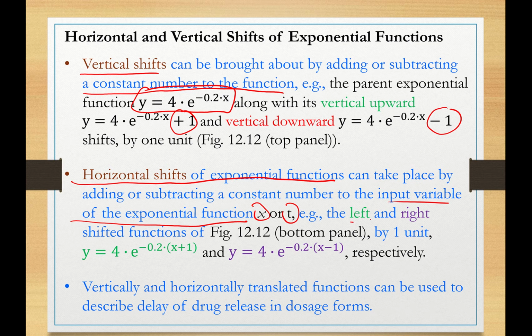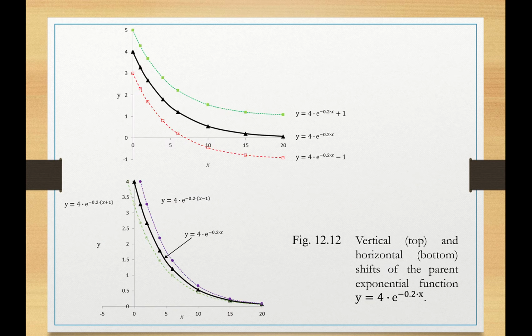Now, the left shifted function by 1 unit would be x plus 1 into the input variable, and the right shifted function by 1 unit would be x minus 1 into the input variable. So let us plot these functions to see how they look. Here I have my parent equation, and the green line is the upward shift by 1 unit. The red line is the downward shift by 1 unit. That's why I have negative 1 here, or minus 1.